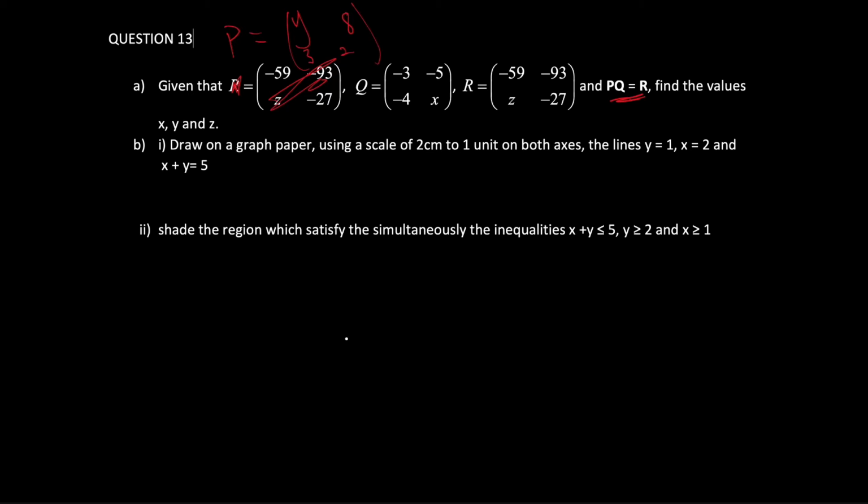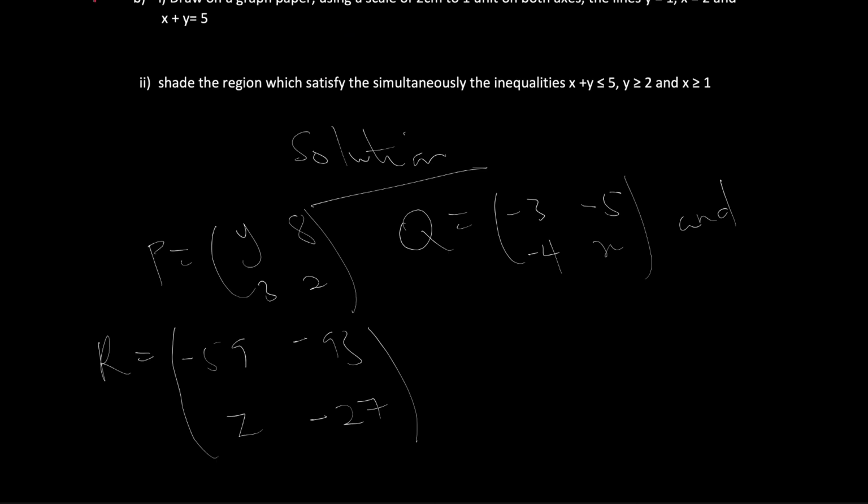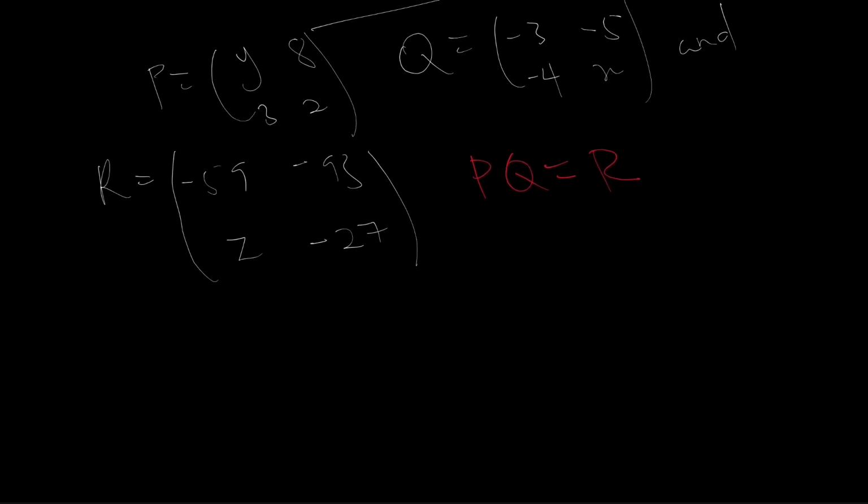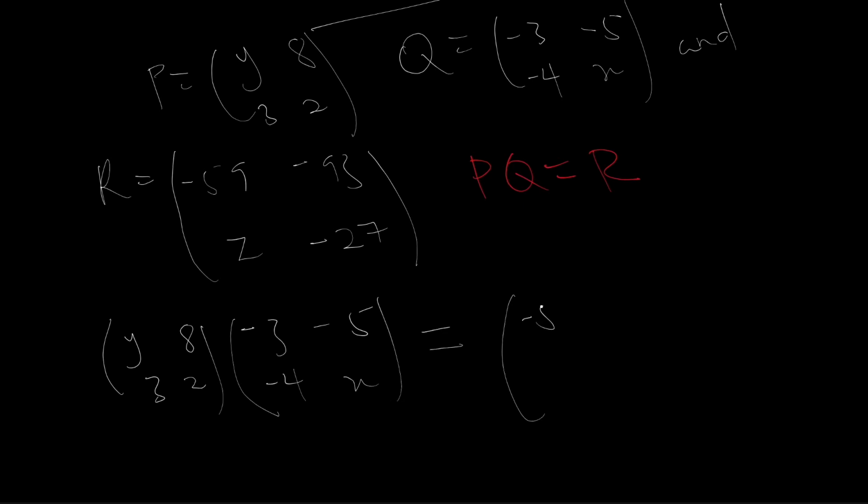So our solution. And we are saying that PQ is equal to R. So P times Q should be equal to R. So P, which is [y 8; 3 2], times our Q, which is [-3 -5; -4 x], should be equal to our R, which is [-59 -93; z -27]. So we do the row column multiplication.